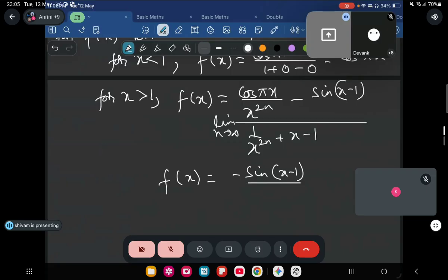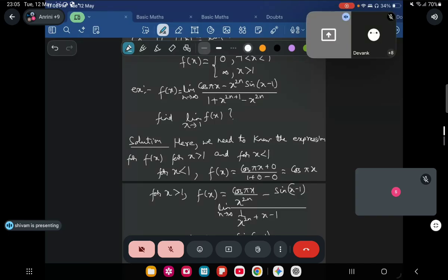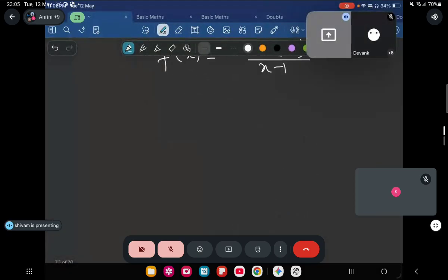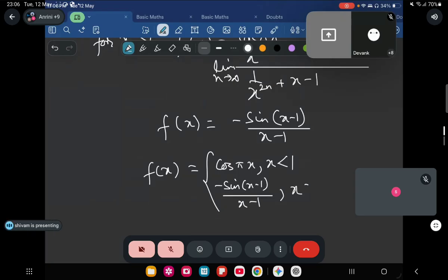Tell me, did you people understand how to find out the values of f of x? I mean, how to define f of x around x equal to 1? Tell me, are you people getting? Yes. Okay, so everyone, what do we get? F of x will be equal to cos pi x when x is less than 1, and it will be equal to minus of sine of x minus 1 upon x minus 1 for x greater than 1.